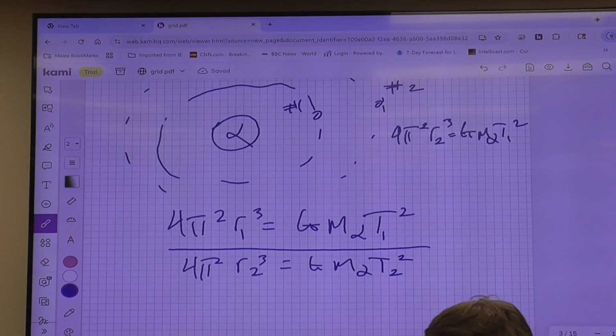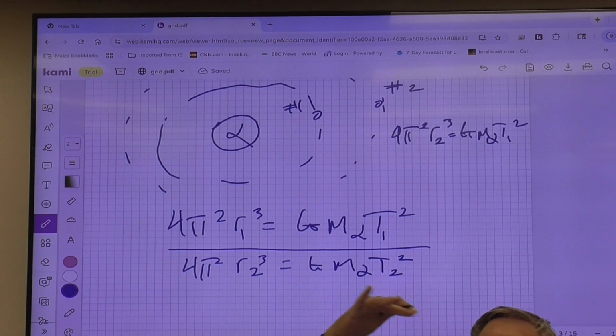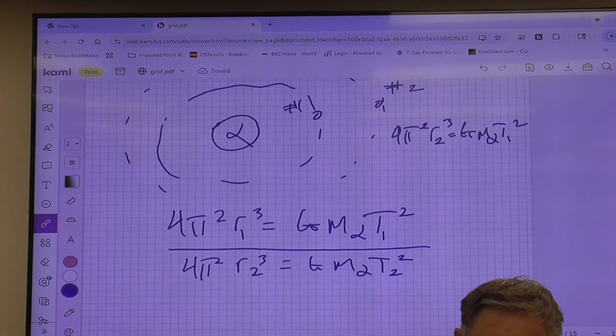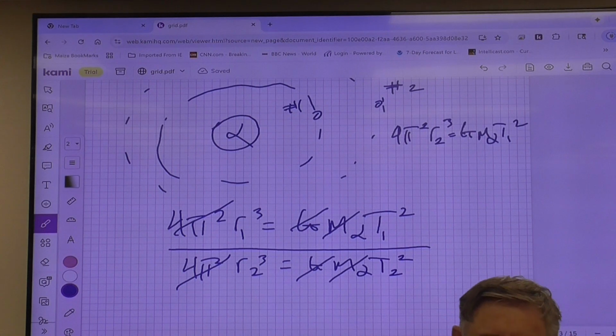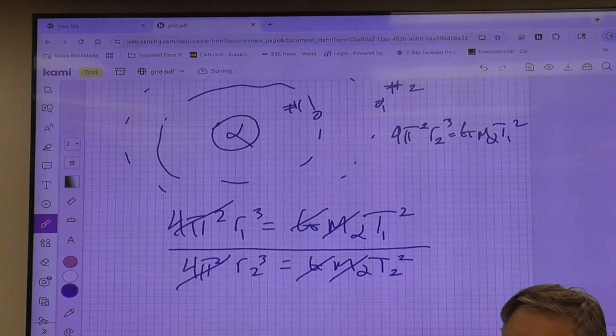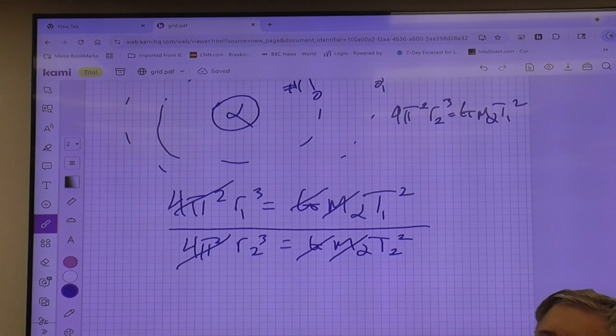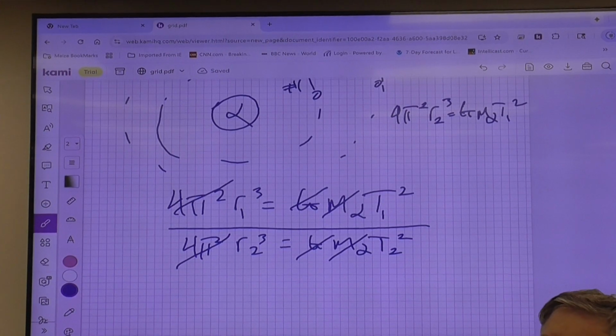So if you set it up as a ratio, here's the cool thing: what happens to the 4 pi squared? Cancels out. What happens to big G? Cancels out. What happens to the mass of alpha? Cancels out. What are you left with? Oh, we got Kepler's third law.